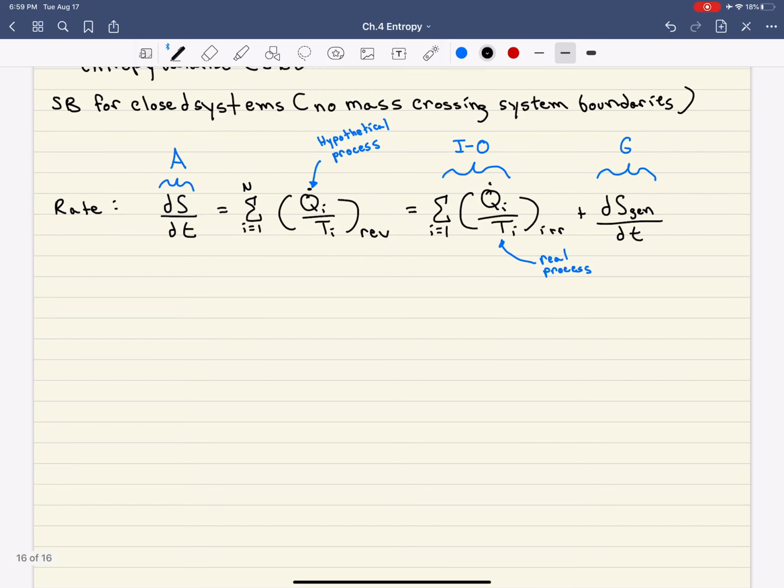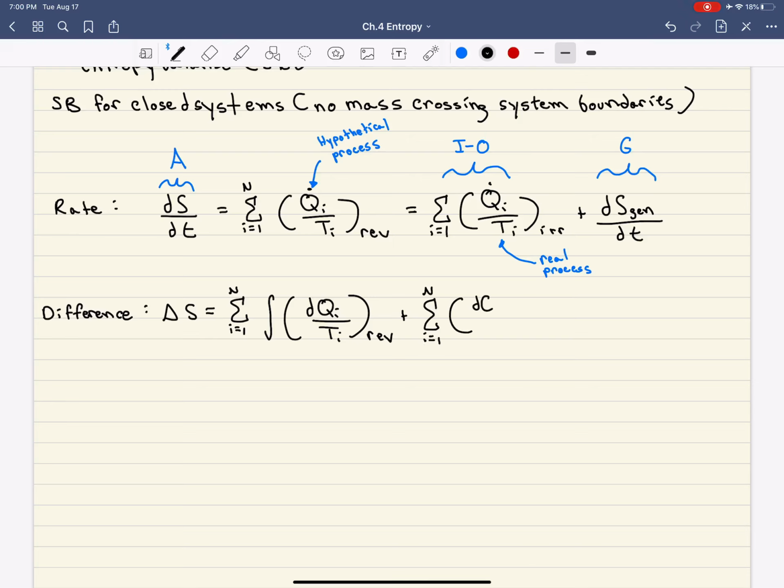We could also write the entropy balance in a difference form, where instead of dS/dt, we write delta S. That's going to be equal to the sum of the integral of dQi over Ti for the reversible case, plus the sum of dQi over Ti for the irreversible case, and then also your generation term as well.